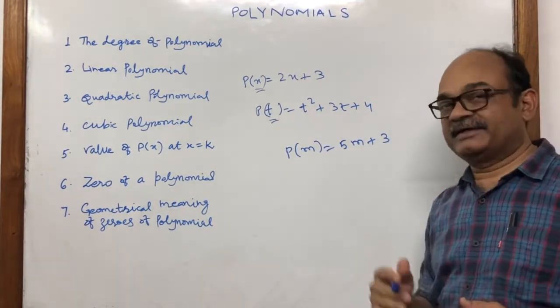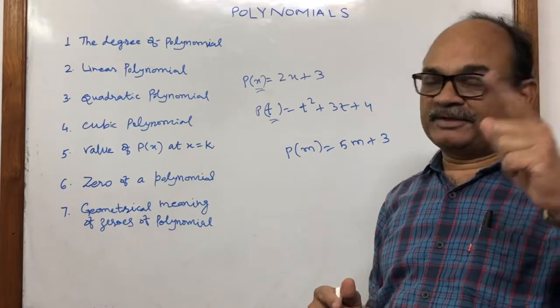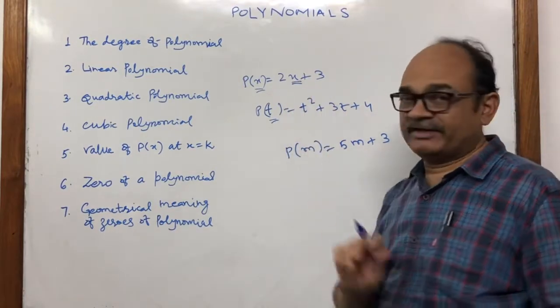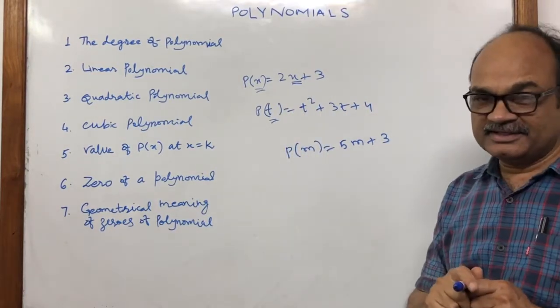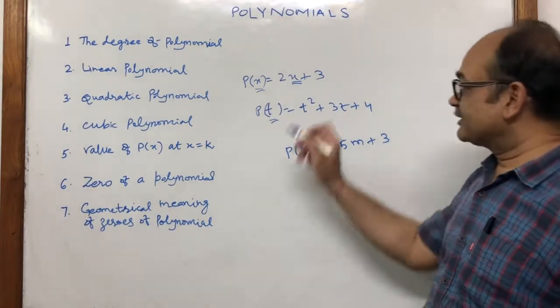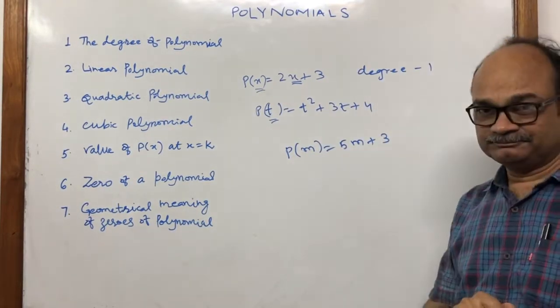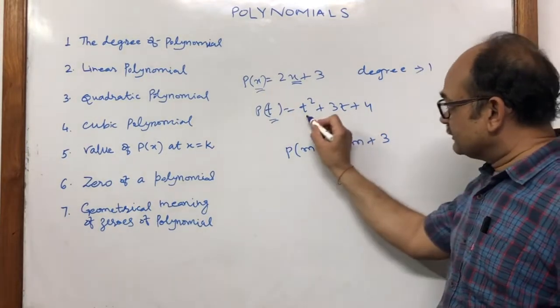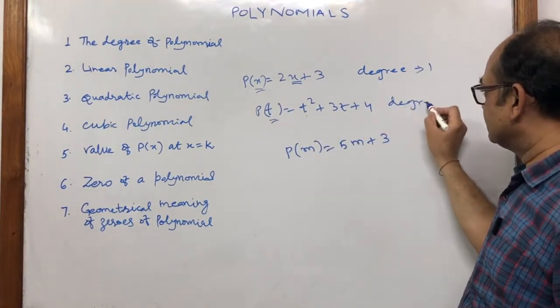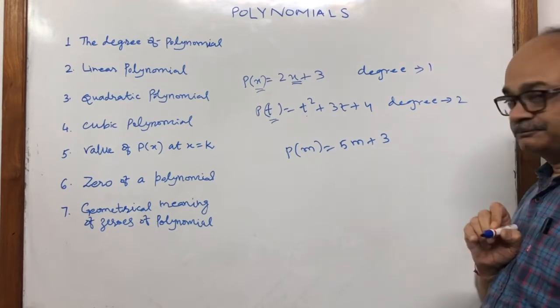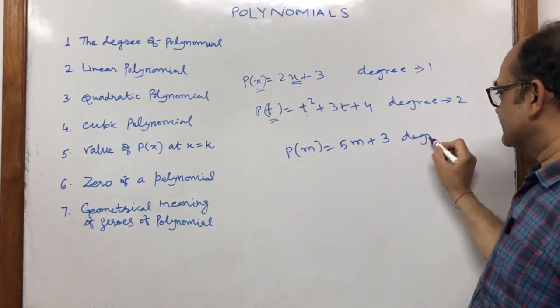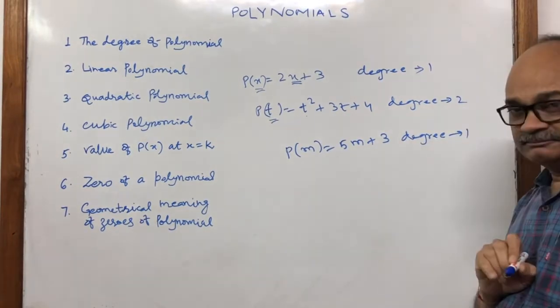Now how do we write the degree? Degree of the polynomial: the highest degree of the variable in that polynomial is called its degree. For example, here the degree is 1. Here the degree is 2. Here the degree is 1.